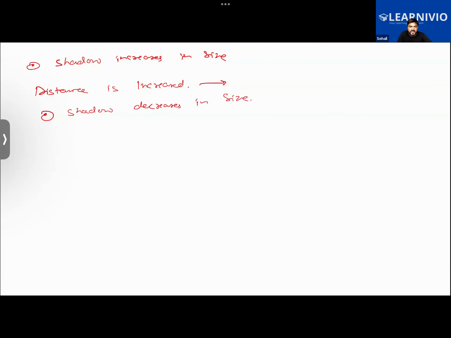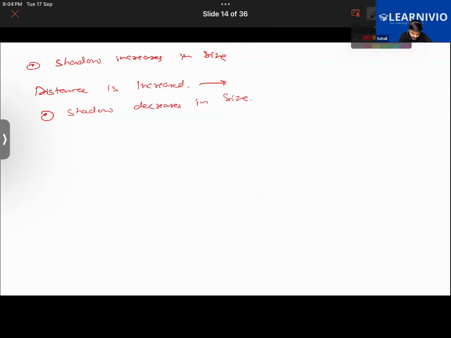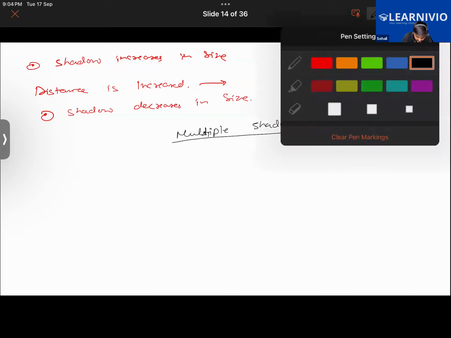Talking about multiple shadows, an object can form more than one shadow if light rays fall on it from more than one direction. If light rays fall on an object from more than one direction, then it can form multiple shadows. What do I mean to say? Let us take an example. The topic we are discussing right now is multiple shadows and how multiple shadows are formed.